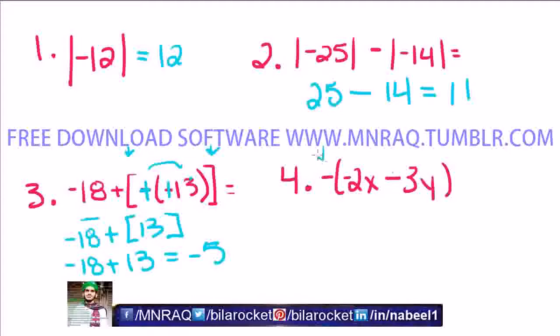Okay, so this negative out front tells me that I want the opposite value of each. So this is going to be positive, this is going to be positive. So then I'm going to get 2x plus 3y.